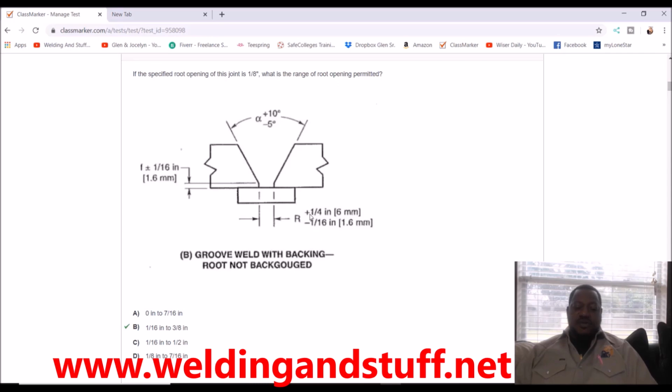And we're going to turn this 1/4 right here into 8ths. So how many eighths make a quarter? You've got 2/8. So 2/8 equals 1/4. So 2/8 plus 1/8 is 3/8. So the answer is 1/16 to 3/8 of an inch. So that's how you answer those particular questions.